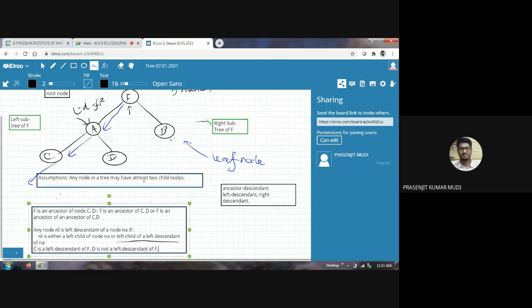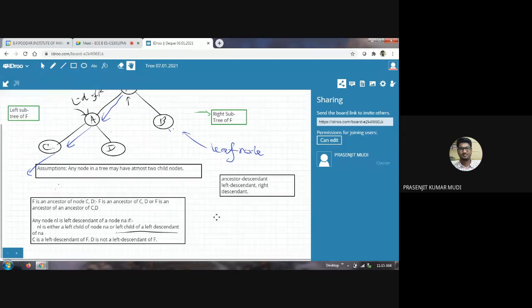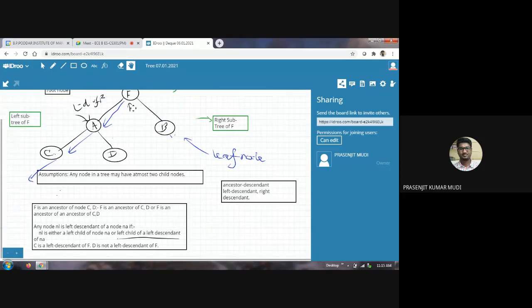because there are two possibilities in which a node can be a left descendant of F. Either that node has to be a left child of F, or that node has to be a left child of a left descendant of F. Here D is a right child of a left descendant of F. So this phrase which is underlined is false. That's why D is not a left descendant of it. I hope now it is clear. Is it clear now? Yes, sir.